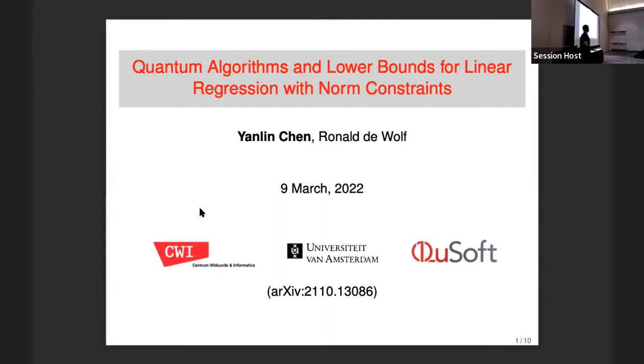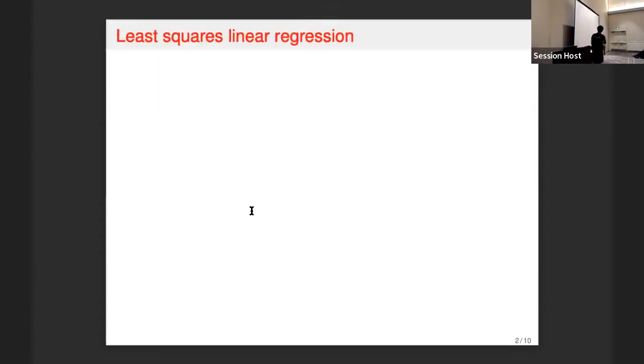I'm Yanlin Chen from CWI Amsterdam. Today, I would like to introduce you to our recent work, quantum algorithms and lower bounds for linear regression with non-constraint. Sorry for the device issue. This is joint work with Ronald from CWI, University of Amsterdam, and QIP. So let's get started. First of all, let's talk about what is least squares linear regression.